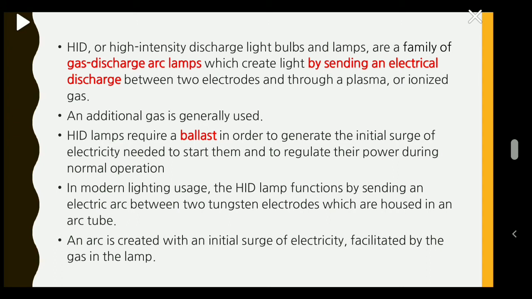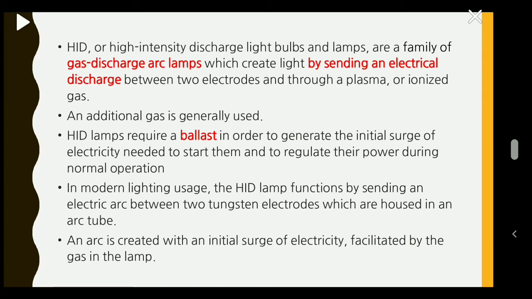An additional gas is generally used, and this gas serves as an easy way to classify the major types of HID lamps, which is mercury, sodium and metal halide. These lamps are known for their high efficiency at turning electricity into light and their long rated life. HID lamps require a ballast in order to generate the initial surge of electricity needed to start them and to regulate their power during normal operation.